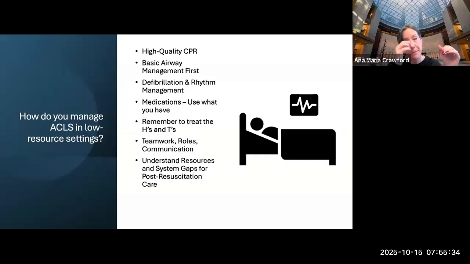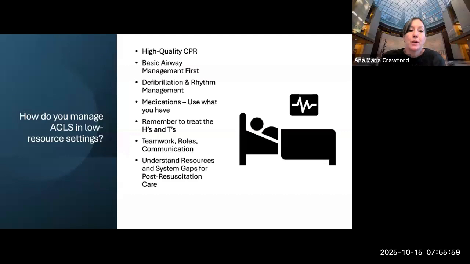a lot of focus and excitement around ACLS and cardiac arrest, but ideally we would prevent it from even happening. So if you keep the H's and T's in mind and recognize that if they get too extreme, there's a large risk of cardiac arrest. If we treat those things well, we can potentially avoid the need for ACLS.